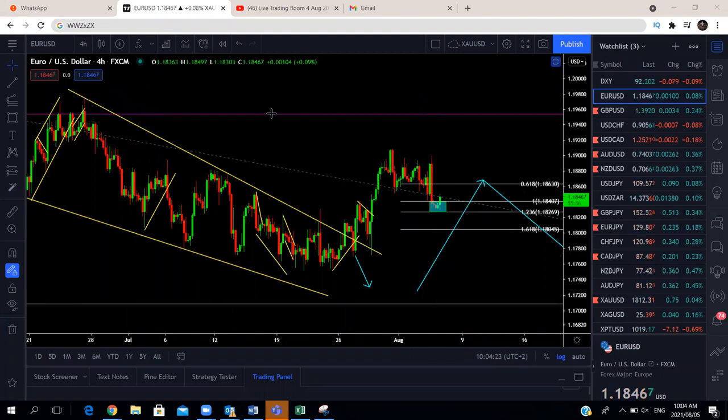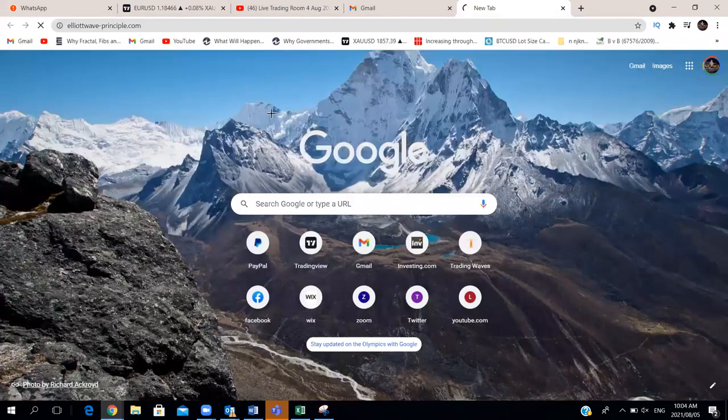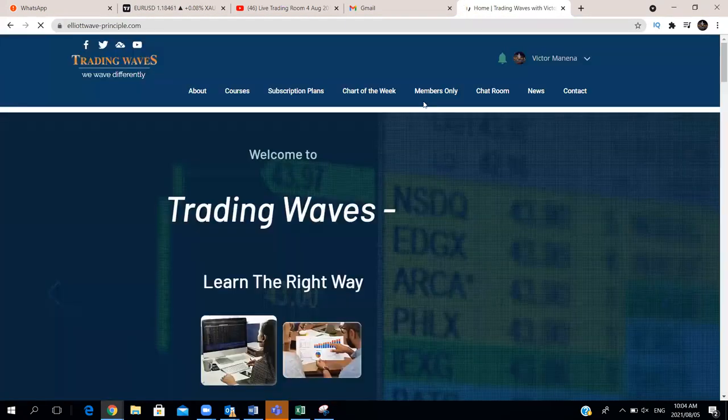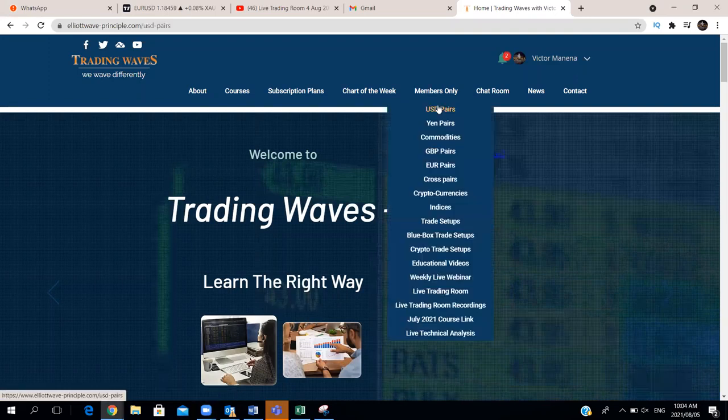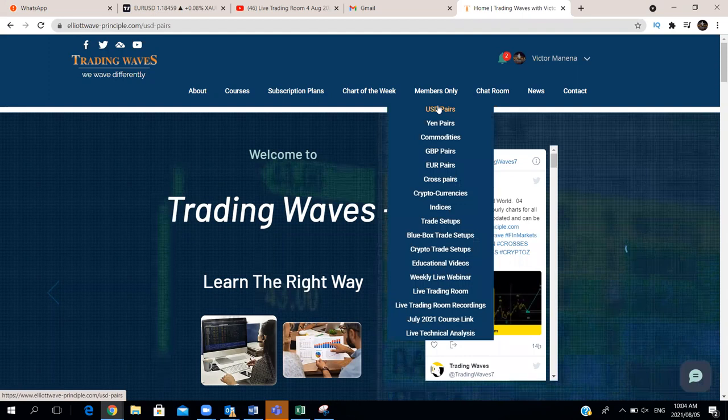If you remember, just 1 second here, let me show you the structure, the chart that we've seen. You've got the chart here on the 4 hour. So let's have a look at that 4 hour chart on Euro US dollar. Let's have a look at the US dollar pairs. So this is the chart that we are looking at.